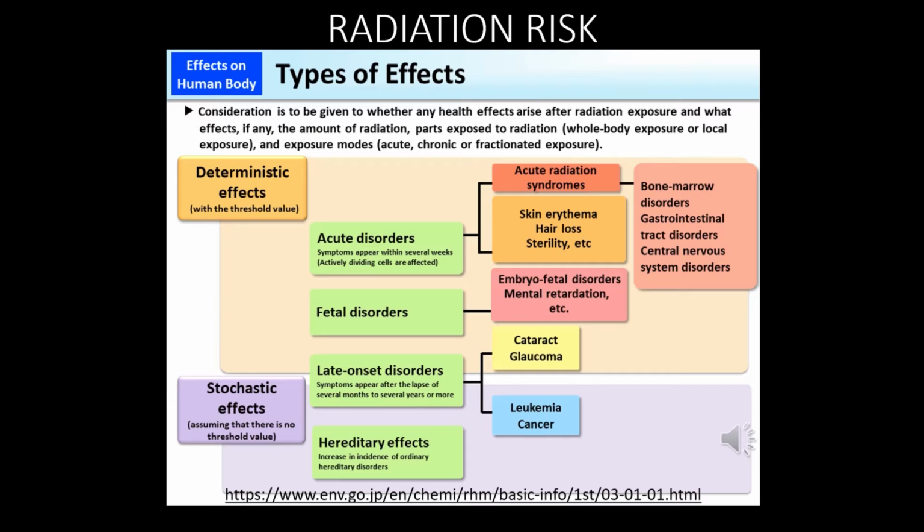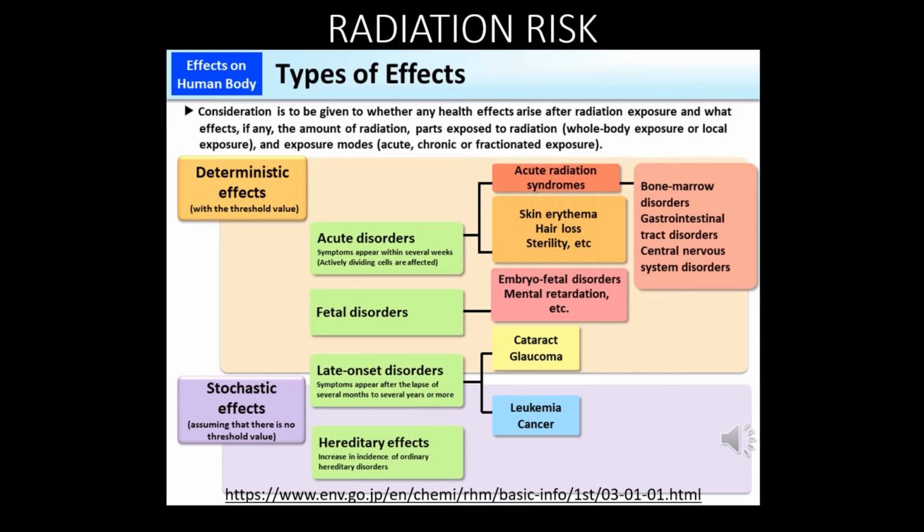Let us look at the effects of radiation on the human body. There are mainly deterministic effects and stochastic effects. Deterministic effects is where the severity depends on the radiation dose. These are like skin burns and cataract, while stochastic effects is more of chance and there is no threshold dose. And this can lead to things like cancers and leukemia.